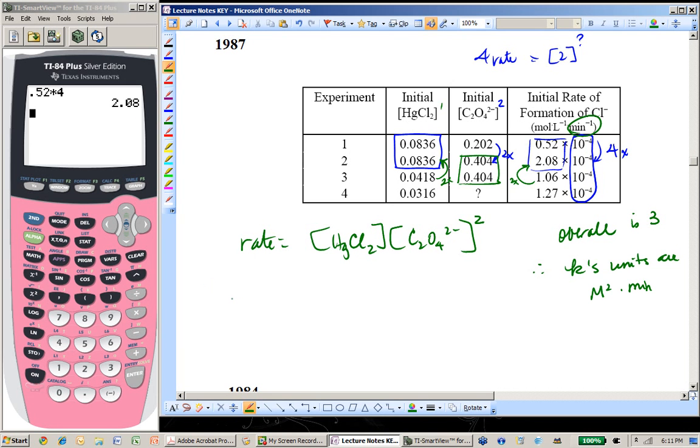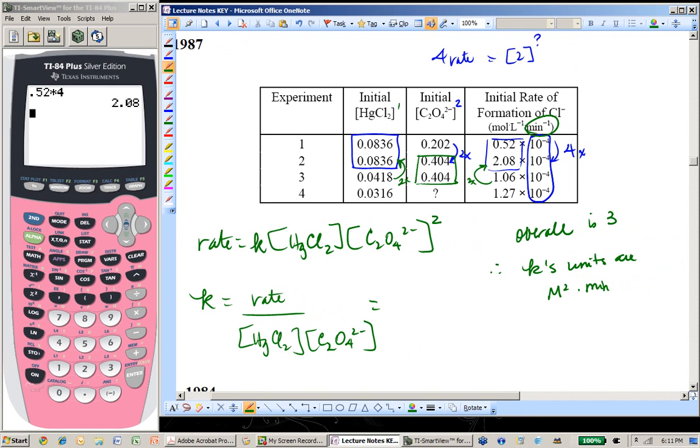So, calculate K. K equals rate divided by HgCl2, C2, that's not Cr, that's oxalate, C2O4 2 minus. And kids always ask me, do I need to write that? The answer is you oughta. And the reason you oughta is if you goof up and you put the numbers in wrong, then you're going to miss all the points.